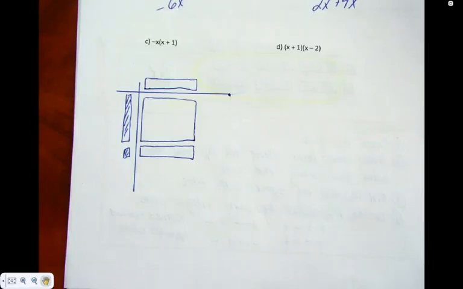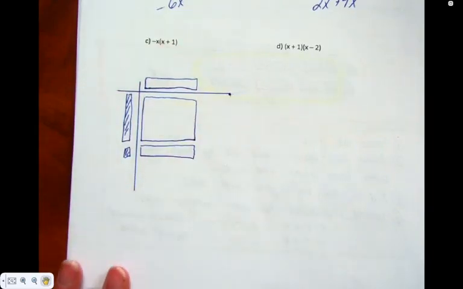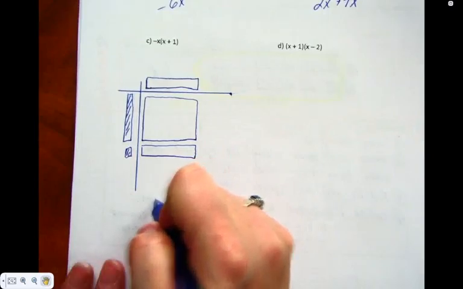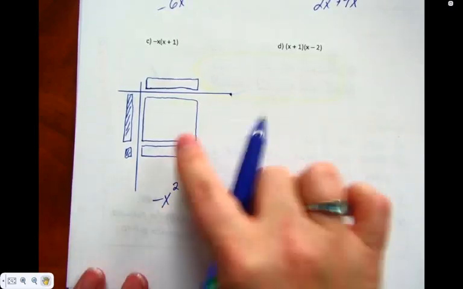Why did I draw them white? Because these are opposite signs, so this has to be opposite. What do I call 1 big white square? Negative x squared. And what do I call 1 white bar?